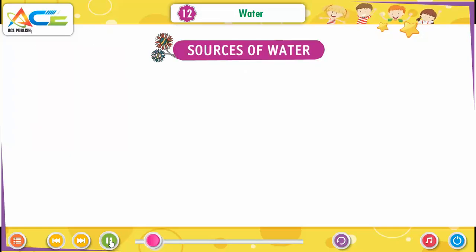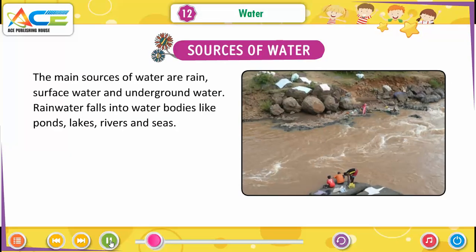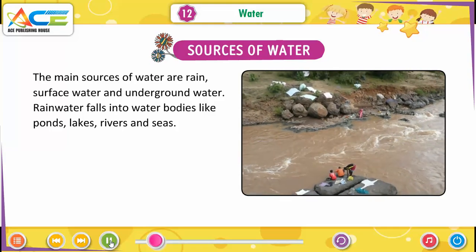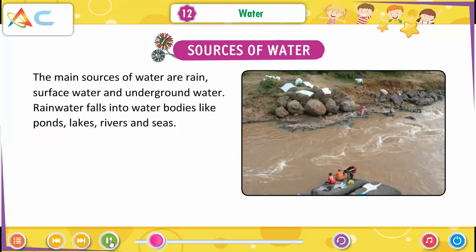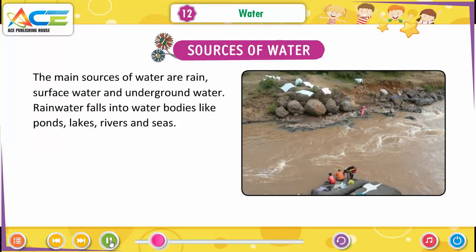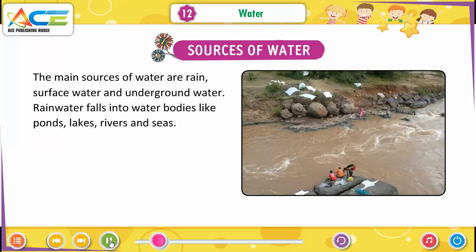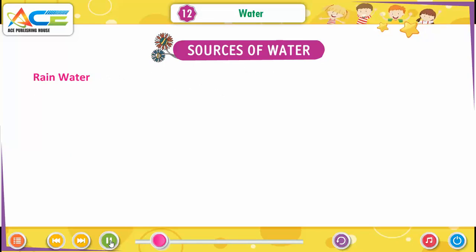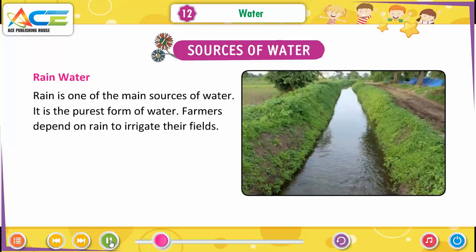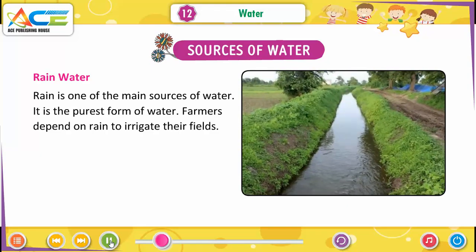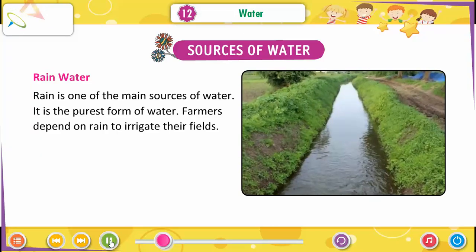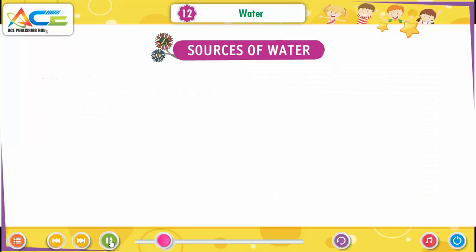Sources of water. The main sources of water are rain, surface water, and underground water. Rainwater falls into water bodies like ponds, lakes, rivers, and seas. Rainwater: rain is one of the main sources of water. It is the purest form of water. Farmers depend on rain to irrigate their fields.